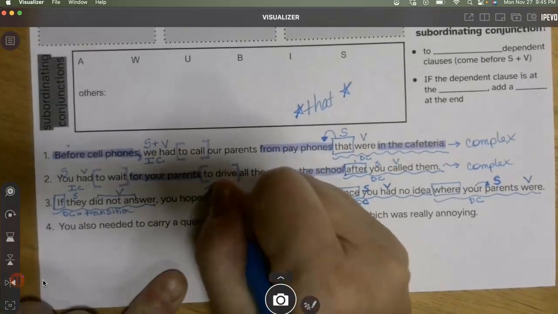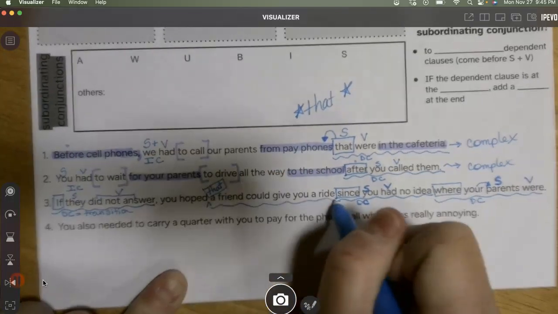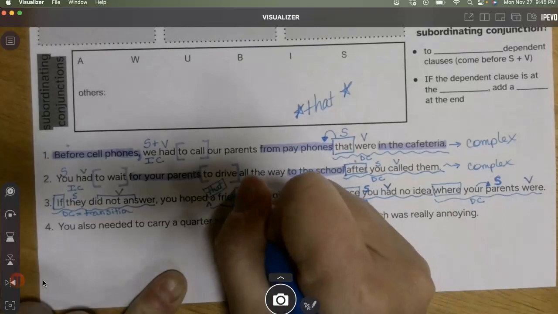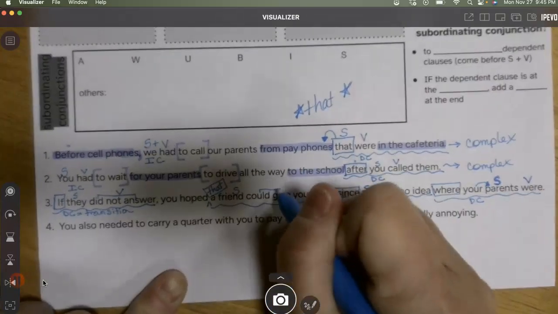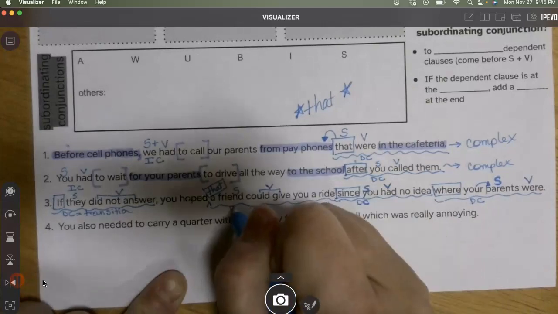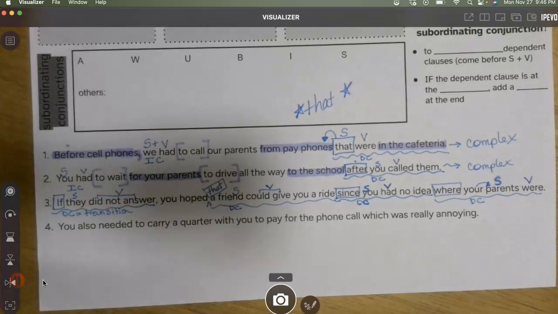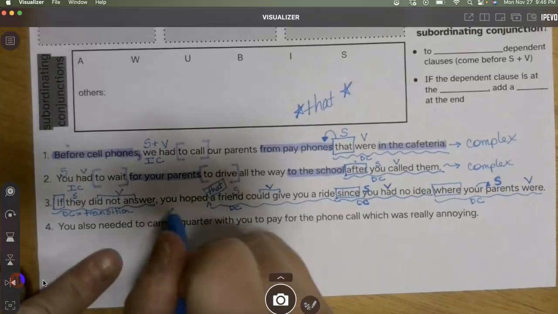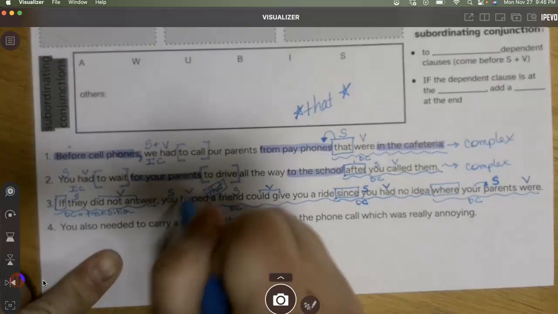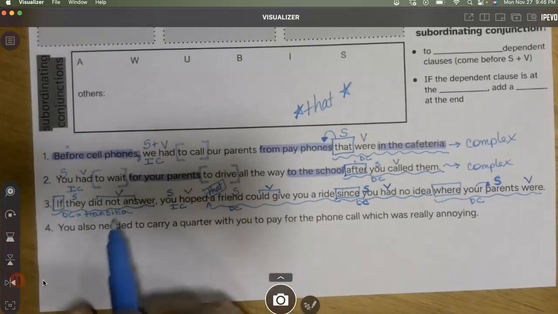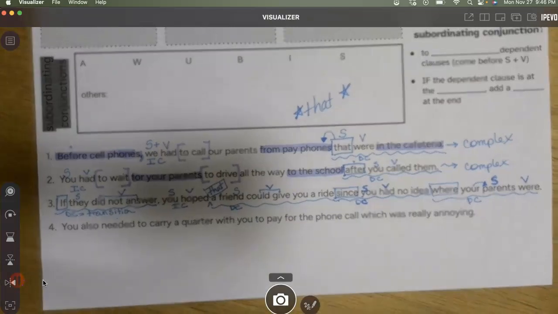And if I put that as my subordinating conjunction, that a friend could give you a ride, I've got a subject, friend, and what did the friend do? The friend could give. So there's another dependent clause. We didn't see that, but it's there. And that leaves this as my independent clause. You hoped. So that's an independent clause with 1, 2, 3, 4 dependent clauses.